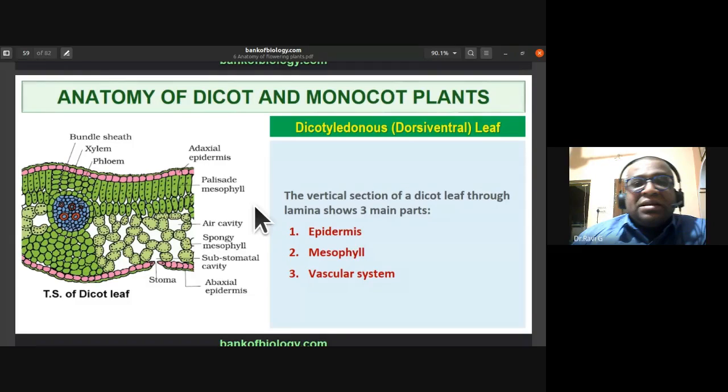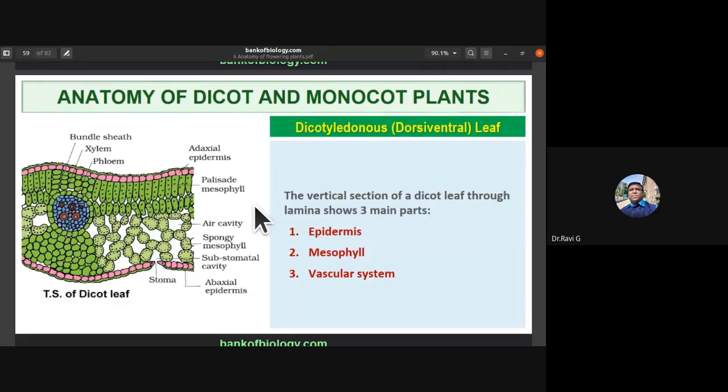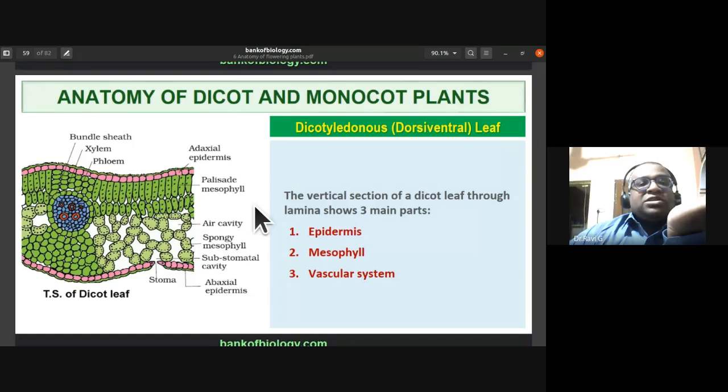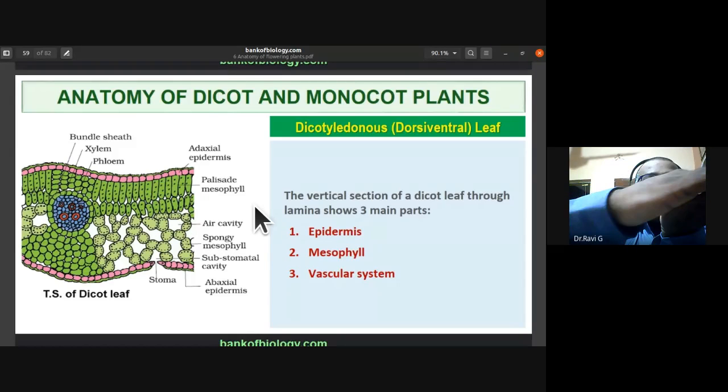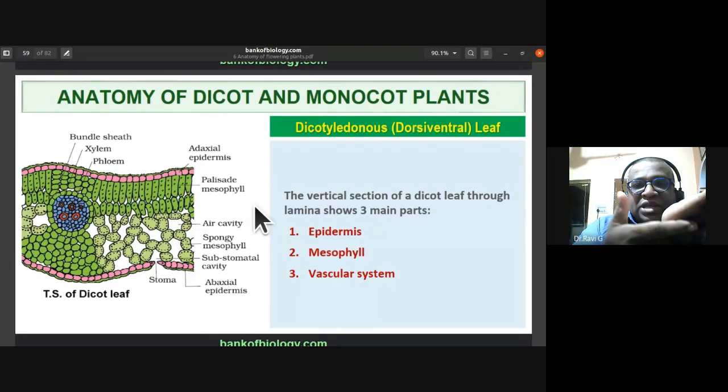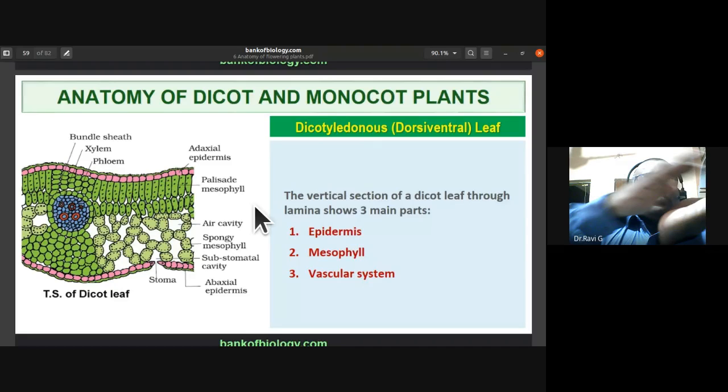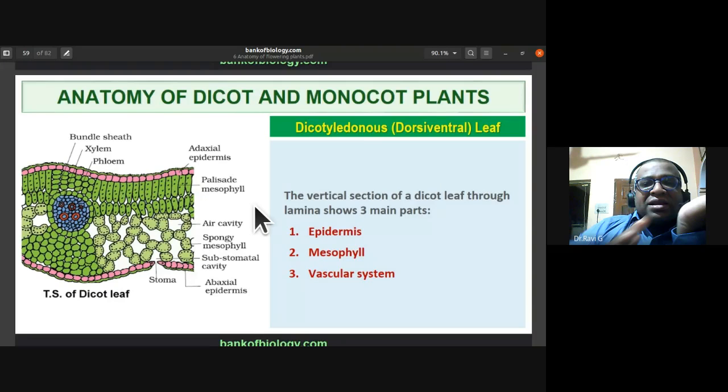Now the next part that we have to discuss is the anatomy of the dicotyledonous leaf. We call it a dorsiventral leaf because you can differentiate between the upper layer and the lowermost layer. On the dorsal side, they are darker in color and they do not have stomata, and this is the region exposed to the sun. On the ventral side, you find that they are lighter in color. They are in the shade region, not exposed to the sunlight, and they have stomata.